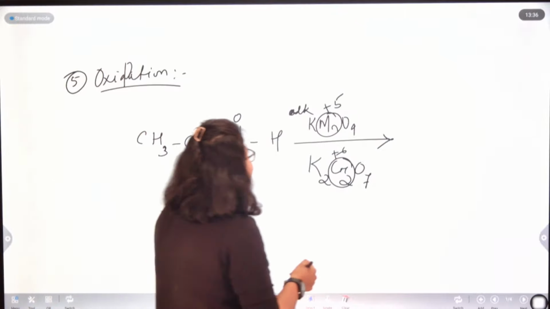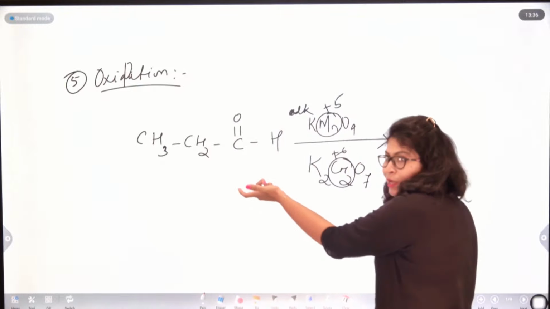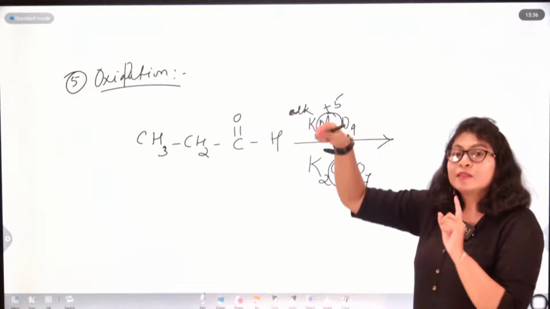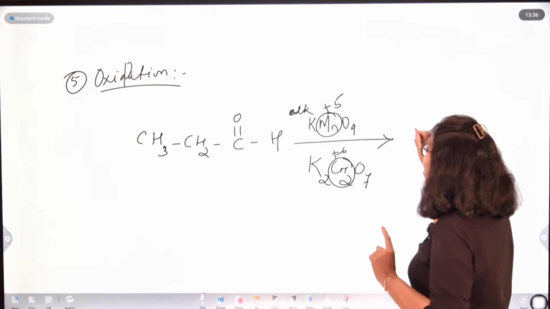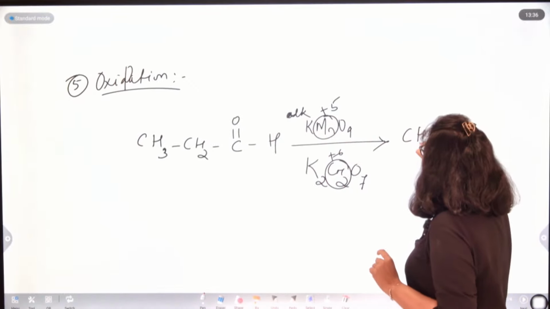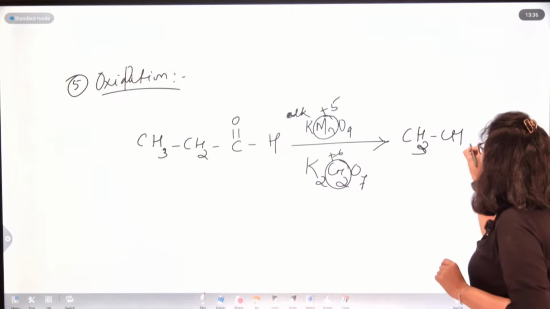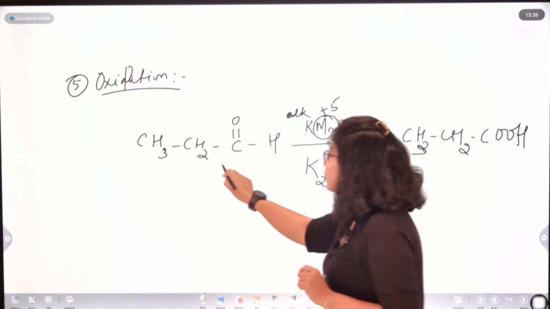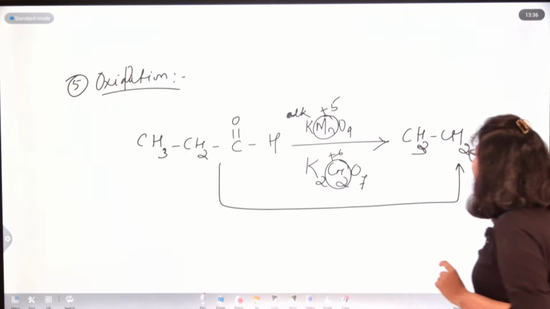What they do is basically add one oxygen to this aldehyde, and if we are adding an oxygen atom to aldehyde, then we will get the next higher functional group, which is CH3CH2COOH. Aldehyde is getting oxidized to carboxylic acid.